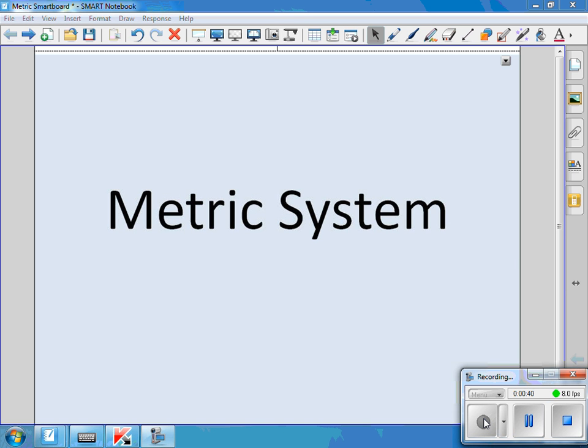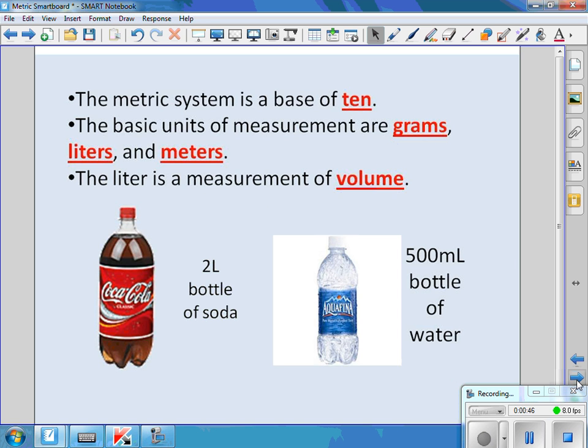When we talk about the metric system, however, the metric system is based on the unit 10. So anytime we go 1 unit bigger or 1 unit smaller, we're either multiplying by 10 or dividing by 10, which is as simple as moving the decimal point left or right. Another difference with the metric system is there are only 3 units of measure. We have the grams, the liters, and the meters.